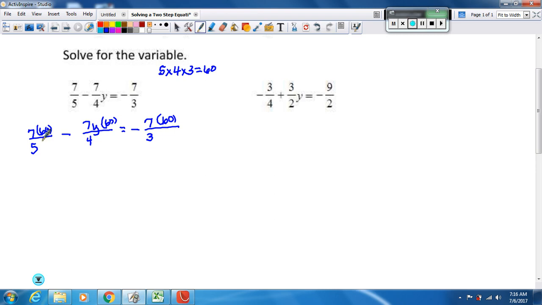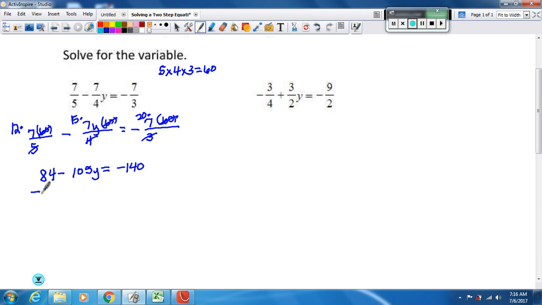Then you start dividing. 60 divided by 5 is 12. And you multiply whatever's left over. 12 times 7 is 84. Minus 60 divided by 4 is 15. And 15 times 7 is 105. And you've got a y there. Equals 60 divided by 3 is 20. 20 times negative 7 is negative 140.